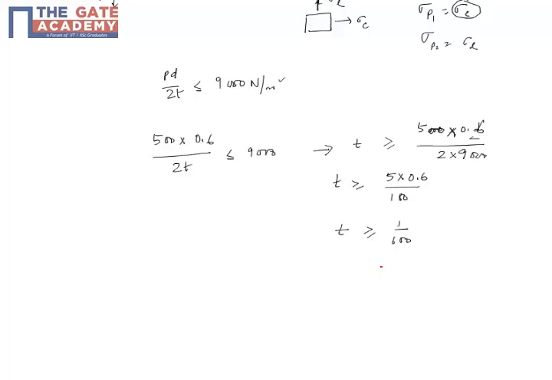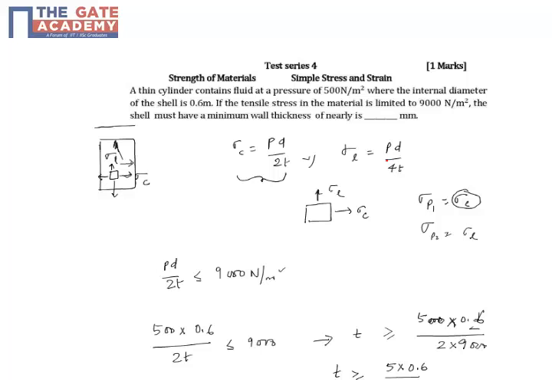and two zeros. So this is in meters, remember. The minimum thickness is 1 by 600 meters, and if I convert that into mm, 1 meter is 1000 mm, so I get about 10 by 6, which is 1.67 mm. So it has to be 1.67 mm.